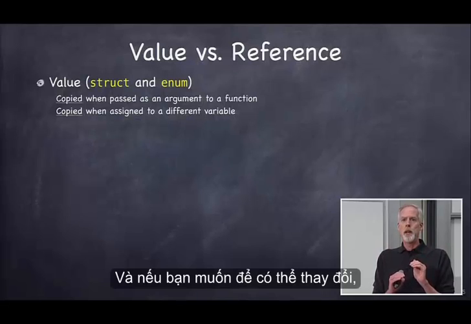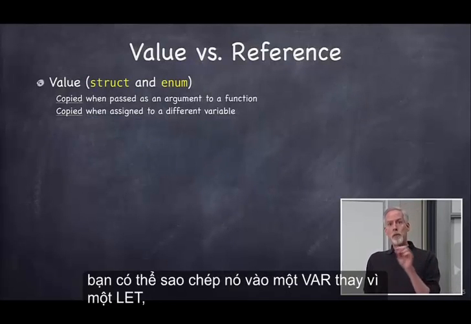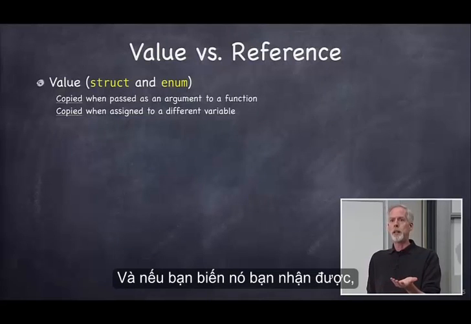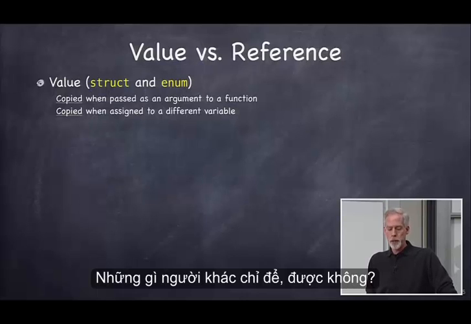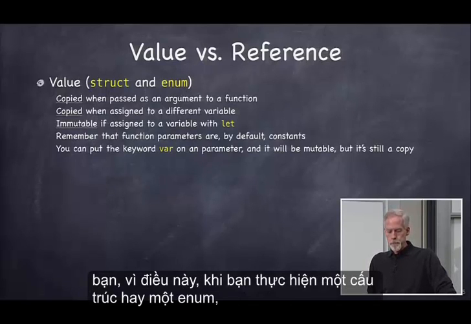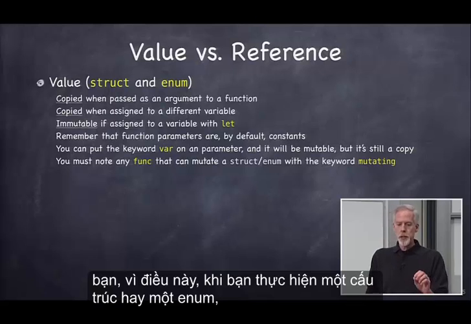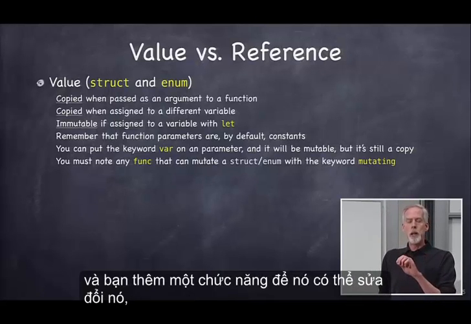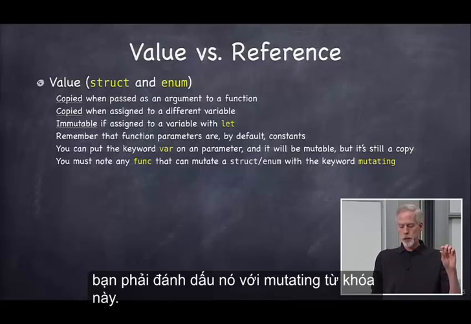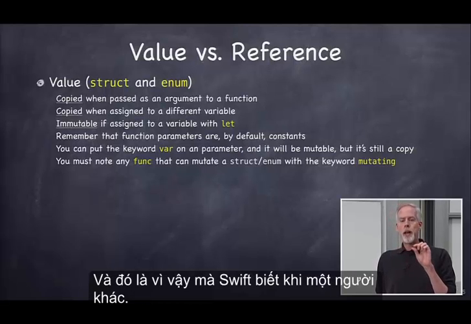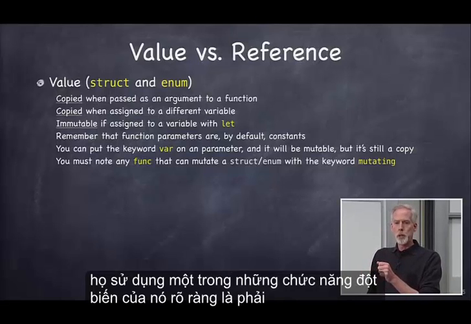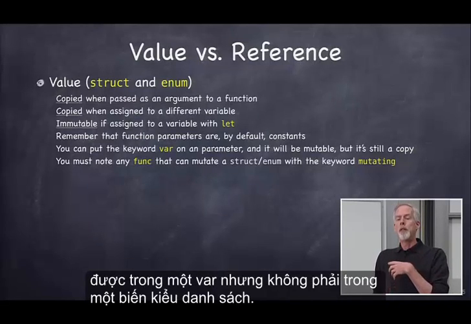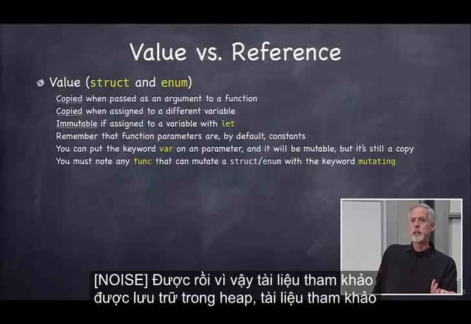And if you want it to be mutable, you could copy it into a var instead of a let, and now you could mutate it. And if you mutate it, you're mutating your own copy. You're not mutating what the other one pointed to. Because of this, when you make a struct or an enum, and you add a function to it that modifies it, you have to mark it with this keyword mutating. And that's so that Swift knows when someone else tries to use your enum or struct, if they use one of these mutating functions, it obviously has to be in a var, not in a let type variable.